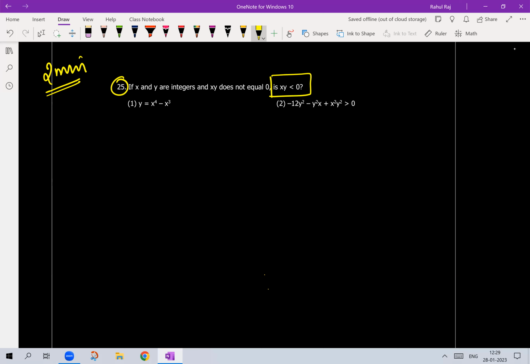Yes. Please tell what exactly you are doing. It's simple. The question is pretty simple. x and y are integers. xy is not equal to 0. It means what? Neither x is equal to 0 nor y is equal to 0, because if one is 0, xy will be equal to 0. They have given you a bit of information saying that xy is not equal to 0, x and y are integers. My question is, is xy less than 0?